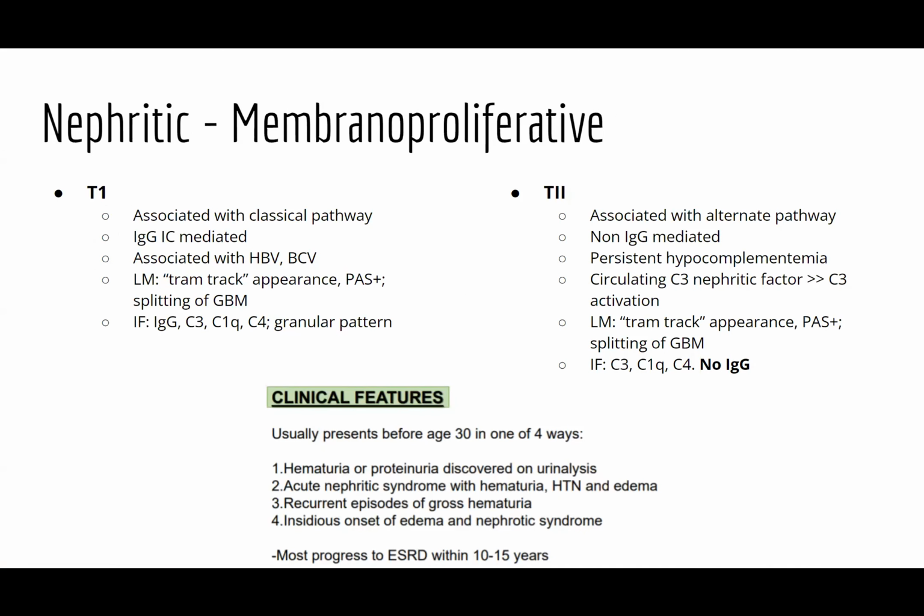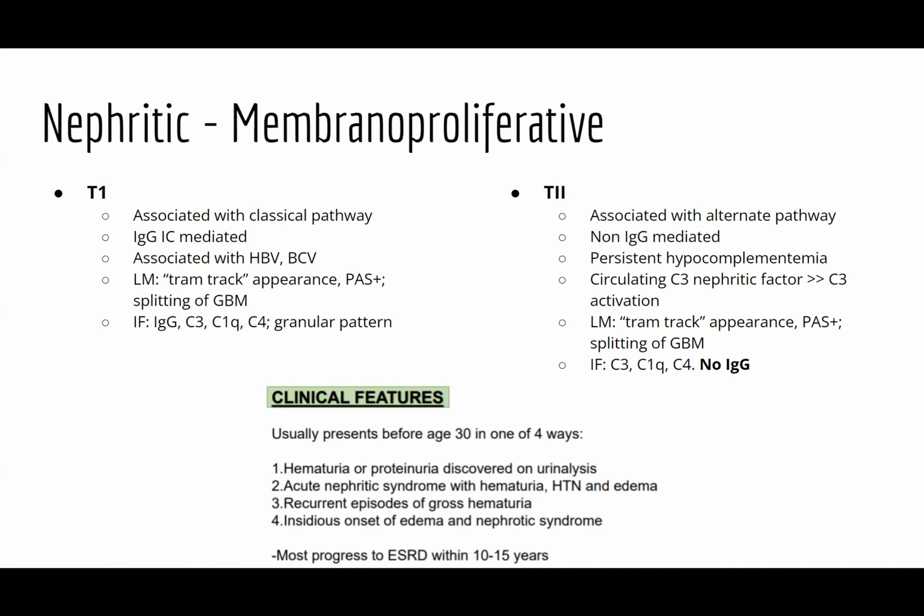Membranoproliferative glomerulonephritis has two types, type 1 and type 2. They will both present with hypocomplementemia because you are using up complement in their serum, so you're not going to have it. Type 1 is associated with the classical pathway.